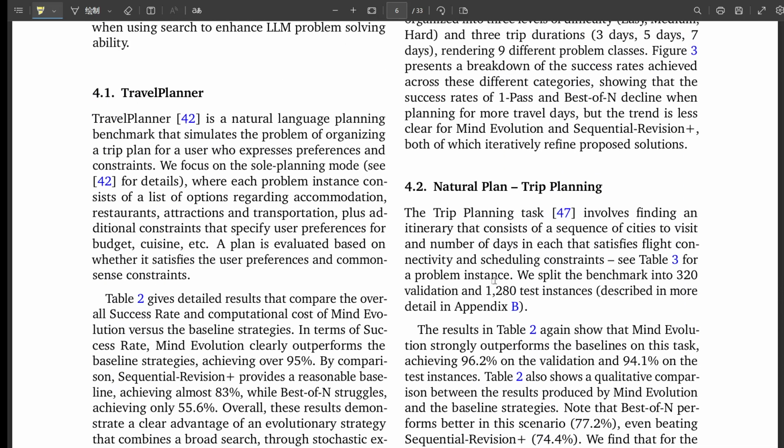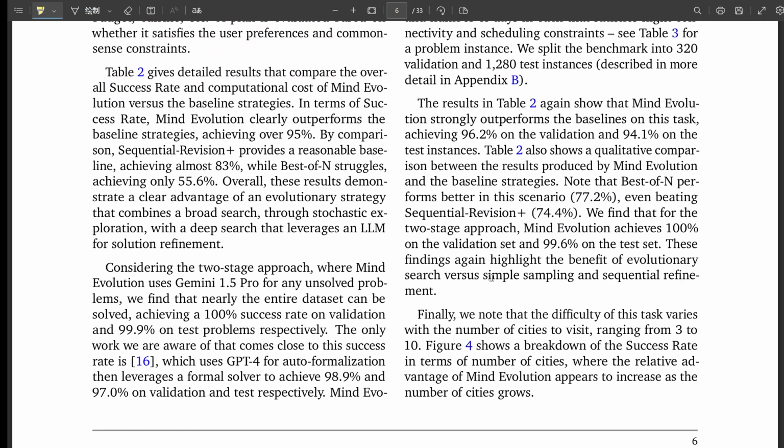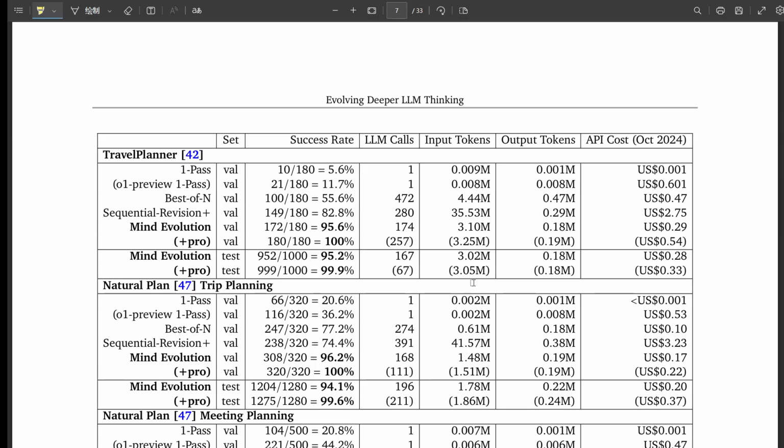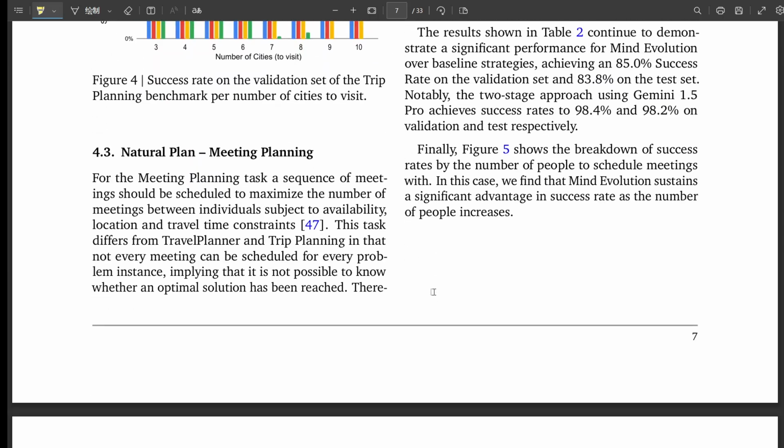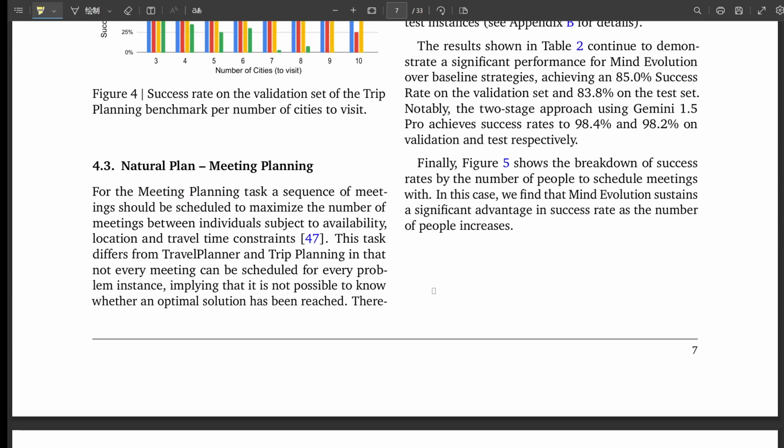95%. It's like having a personal AI travel agent. And with a two-stage approach, they achieved 100% success. Wait, a perfect score. I'm impressed. But is it a one-trick pony? Not at all. That leads us to the natural plan benchmark, which includes trip planning and meeting planning. Okay, so break those down for me. What does trip planning involve?